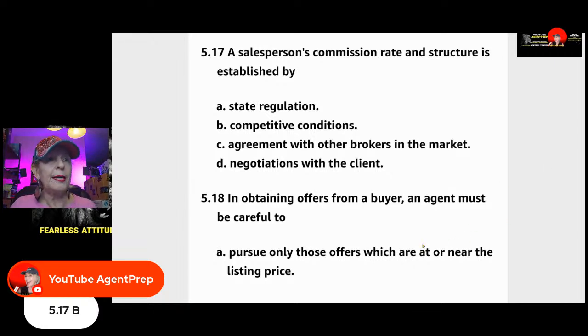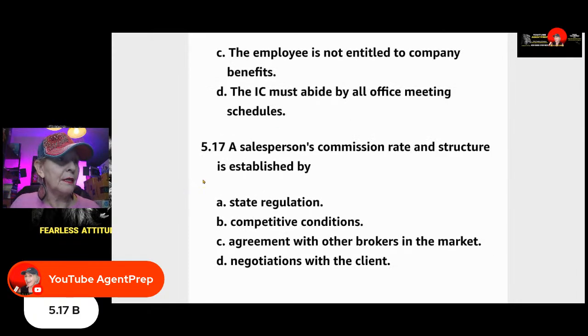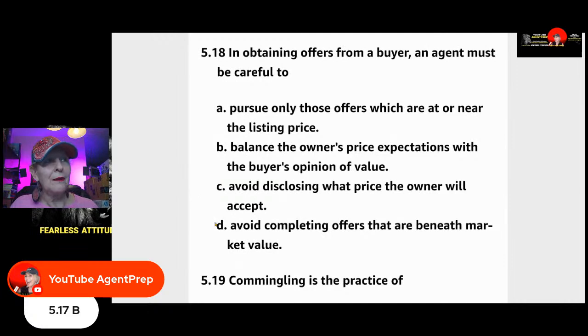All right, number 18. Gee, I feel like I haven't done this in ages. All right, I took a week off, right?